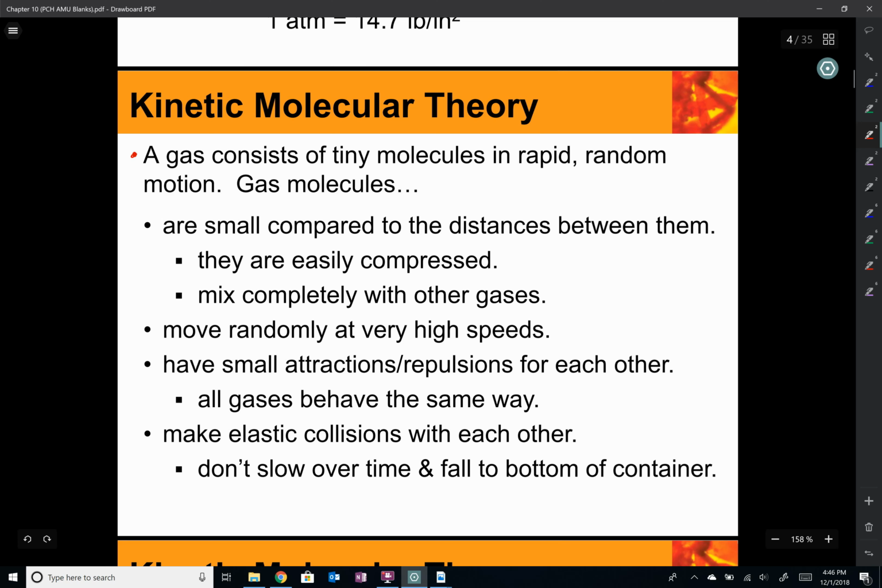A gas consists of tiny molecules in rapid random motion, right? They're small compared to the distances in between them. That's what we just talked about with being compressed. They mix completely. They move randomly at high speeds. There are no real molecular interactions with them, and we assume that they make elastic collisions, aka we don't have to worry about, well, let's call it the actual physics, right?